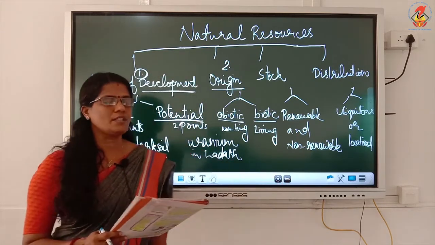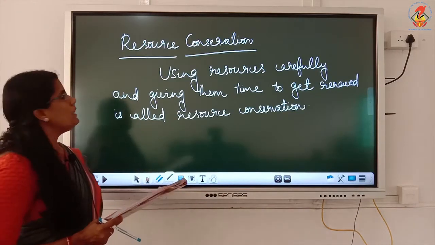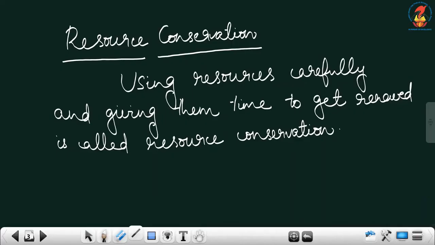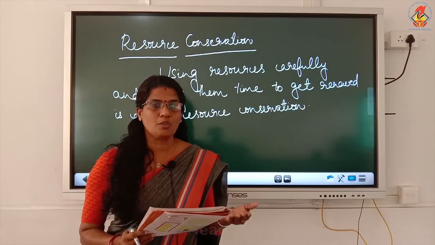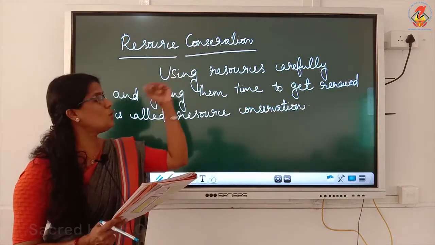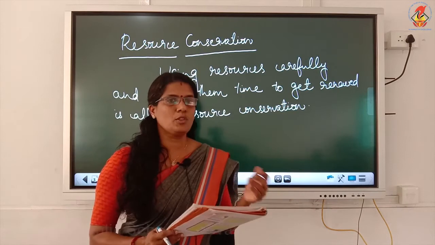Now, next is conservation of resources. What do you mean by resource conservation? You all know if we use resources carelessly, what will happen? They become scarce. Resources will not be there in nature. Renewable resources will also vanish. And for non-renewable resources, we know it takes thousands of years to form them. So, why do we need to do resource conservation? In order to keep it for our future generations.